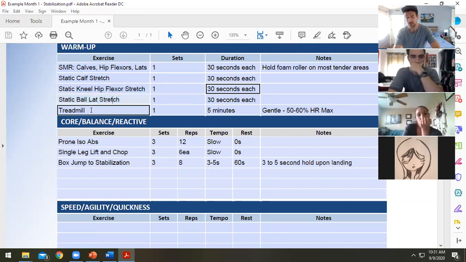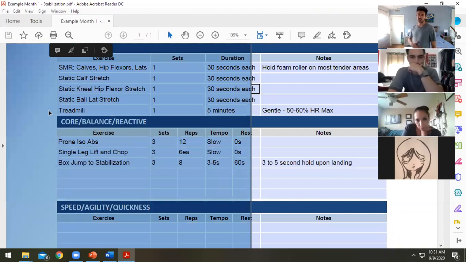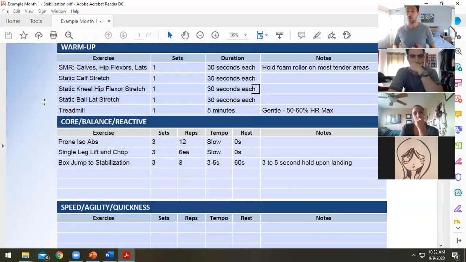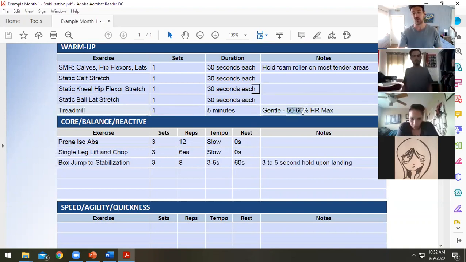Now, if I had another slot here, I would probably also throw an abdominal stretch their way, like a cobra or maybe an over the ball stretch, in order to stretch out their abdominals as well. You don't foam roll the abdominals, but you can absolutely lengthen them out, because that's also associated with forward lean. And then we threw them on the treadmill for 50 to 60% of their heart rate max.